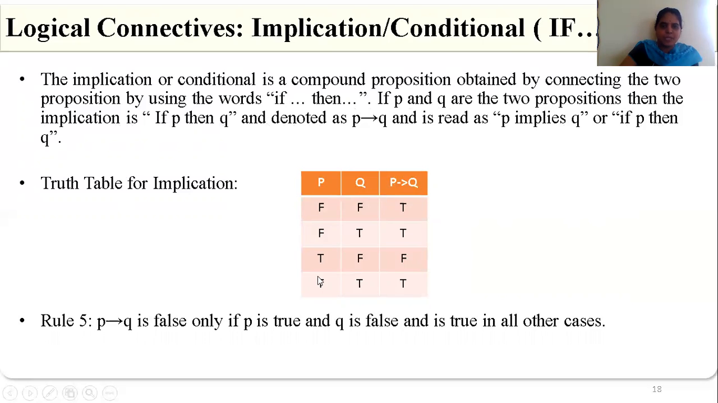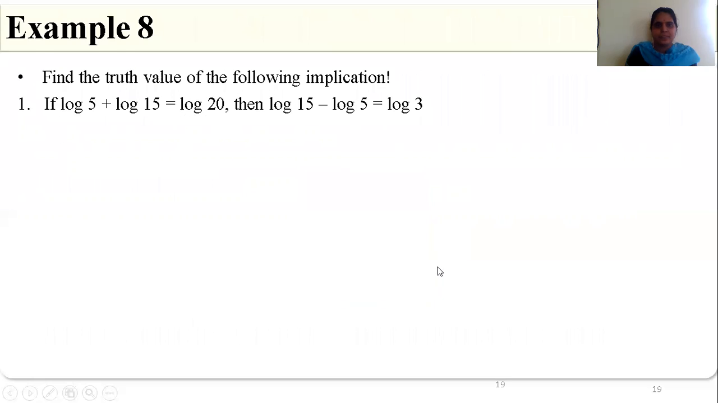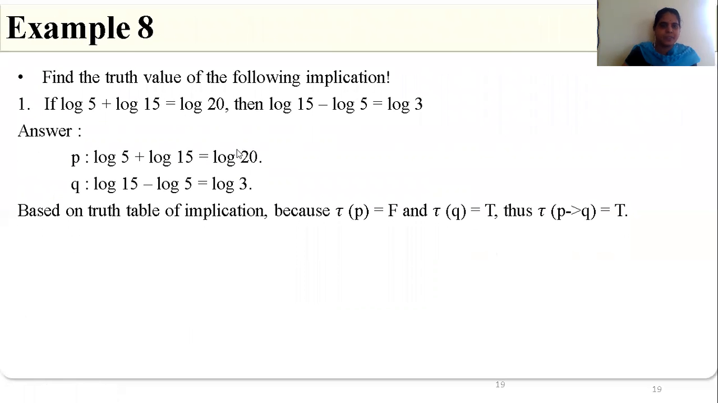This is a truth table. According to this, the rule P implies Q is false only if P is true and Q is false. In all other cases it is true. You can observe this in the truth table. Here is an example: the truth value of P is F, the truth value of Q is T. So F implies T is T.